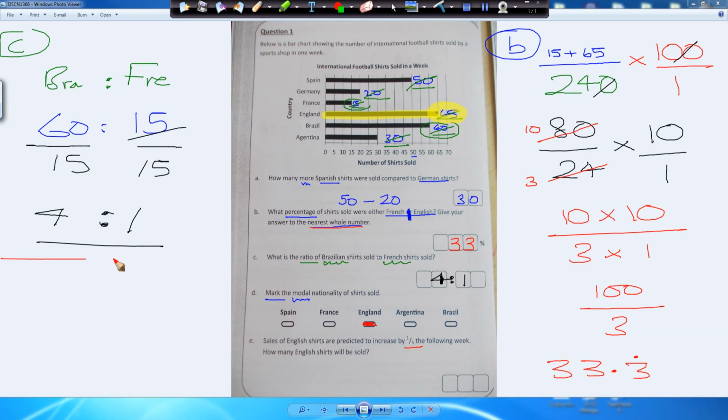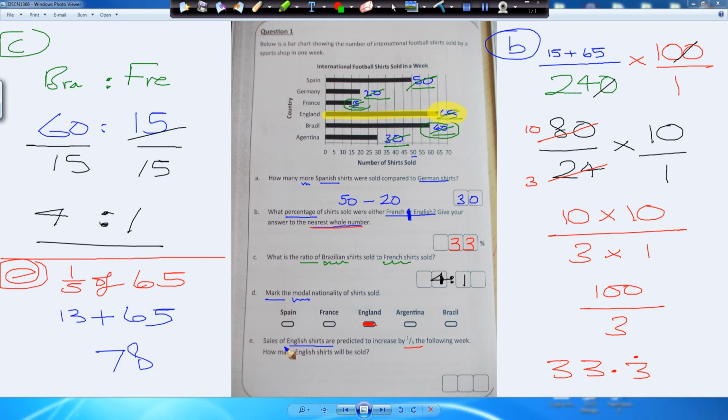Okay, over here, we've got space. Question E goes over here. So we're going to work out 1/5 of 65. Hang on one second. Right. As Harun said, we're going to work out 1/5 of 65 first of all. Harun, do you know what 1/5 of 65 is? Yes, it's 13. And then we're going to add that onto our original 65 England shirts. That will give you a total of 78.